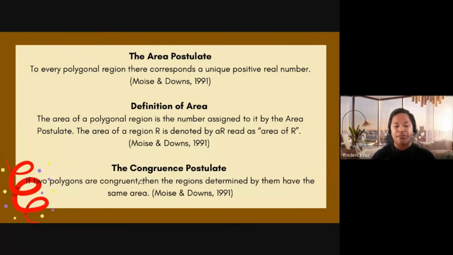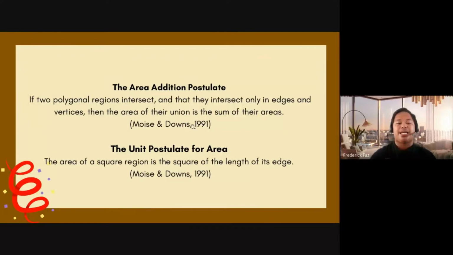We have here the congruence postulate. If two polygons are congruent, then the regions determined by them have the same area since they are congruent. If we are talking about congruence, they have the same area as the postulate stated. The area addition postulate: if two polygonal regions intersect only in edges or vertices, then the area of their union is the sum of their areas. For the unit postulate, the area of a square region is the square of the length of its edge.